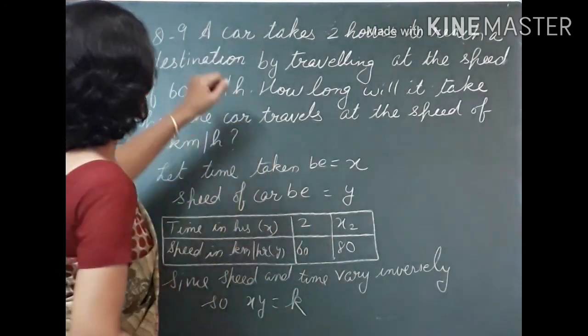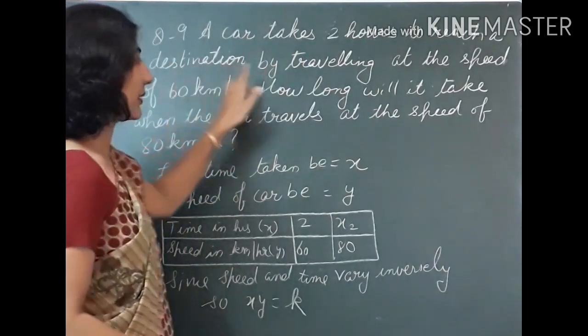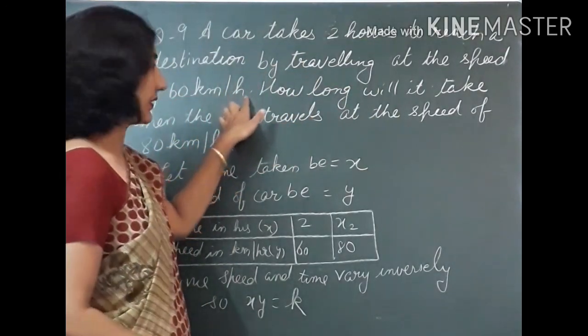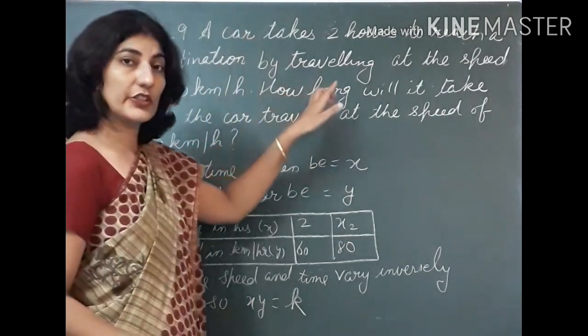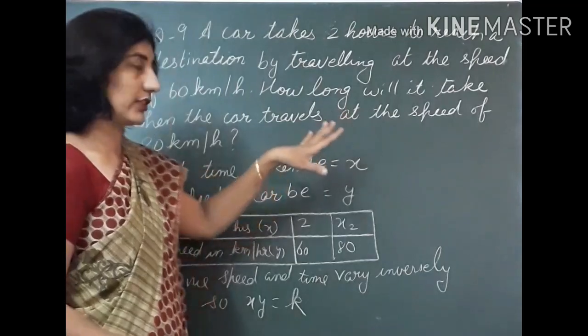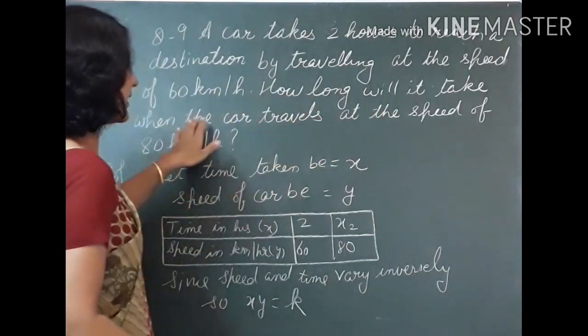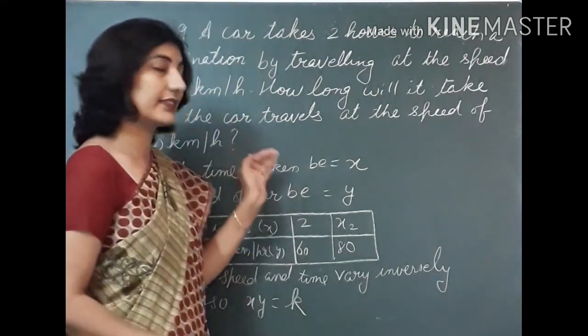Let us see question number 9. A car takes 2 hours to reach a destination by travelling at a speed of 60 km per hour. When the car moves at a speed of 60 km per hour, it reaches in 2 hours wherever it has to go. How long will it take if the speed of the car is 80 km per hour? Now the speed has increased.